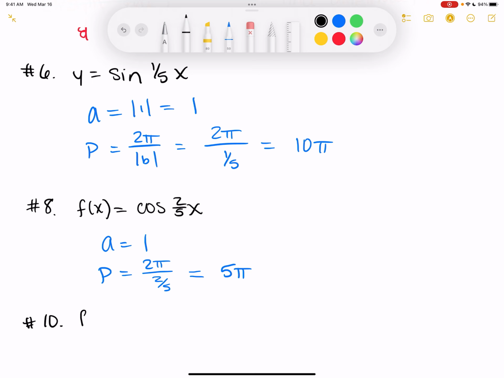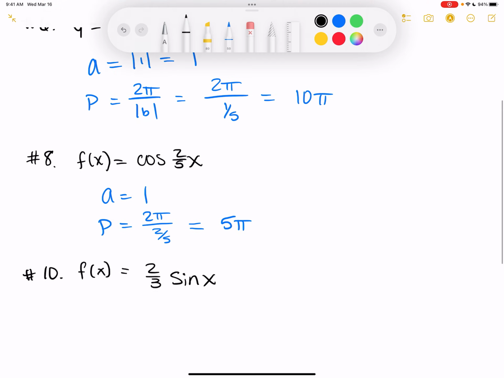Number 10, f of x is equal to 2/3 sine of x. Okay. So amplitude is 2/3. Period is, I keep thinking she's saying period like after we say the answer. Period. 2 pi. It's just 2 pi because it's 2 pi over 1, so that's just going to be 2 pi.